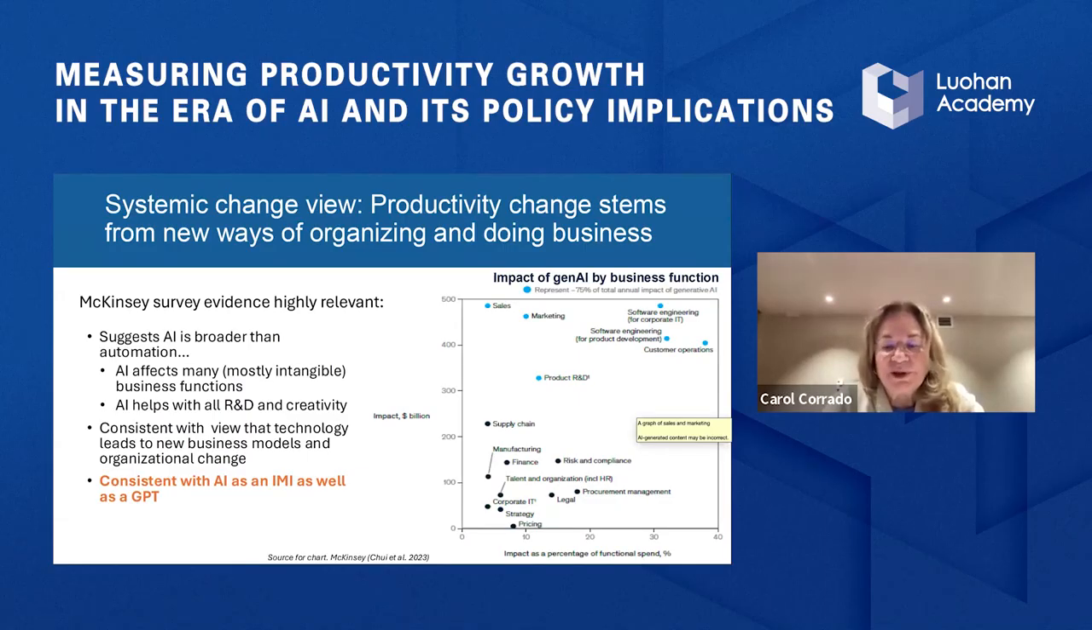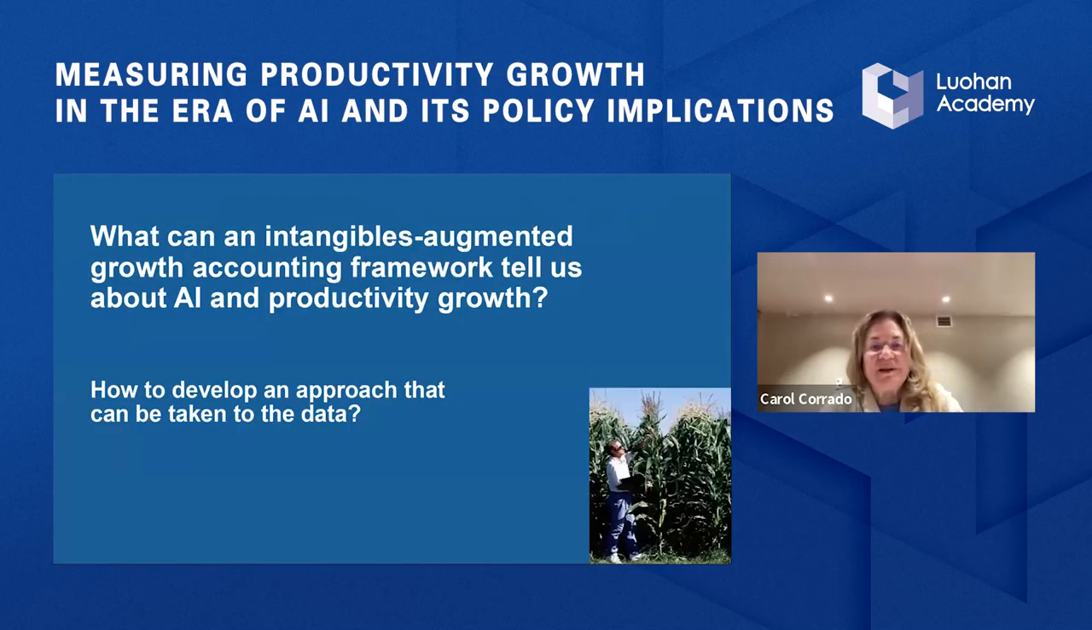It would just be smooshed into that cost reduction or less of a cost reduction type of effect. And it is something that the intangibles augmented growth accounting framework can tell you. And here I think the challenge is, how can you develop an approach that tells you what the impact of AI is or approximates it, as well as allows you to model AI not just as a GPT, but also as an IMI.